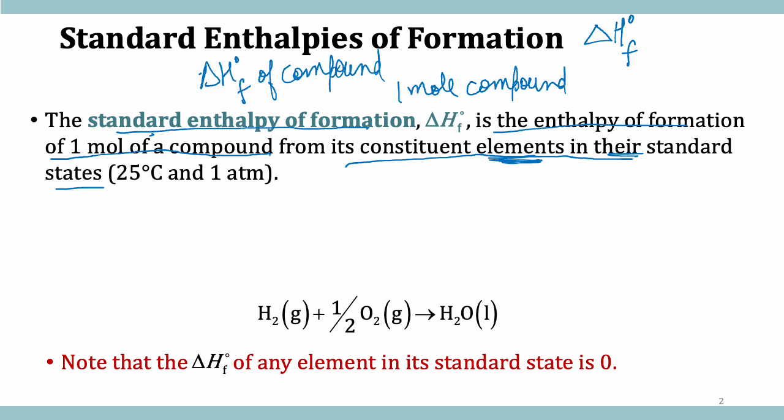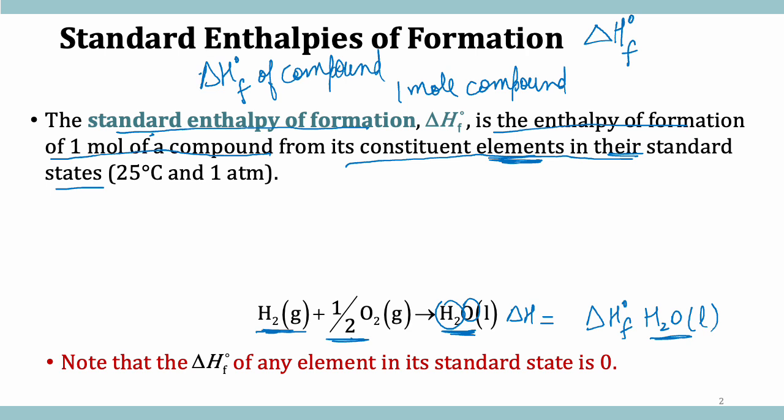For example, if I'm interested in the delta H naught F of water in its liquid form, I need to write a reaction for formation of water. The product should be water, 1 mole from its constituent elements, meaning it consists of hydrogen and oxygen. So water made from hydrogen and oxygen. The delta H for this reaction is going to be equal to delta H naught F of water.